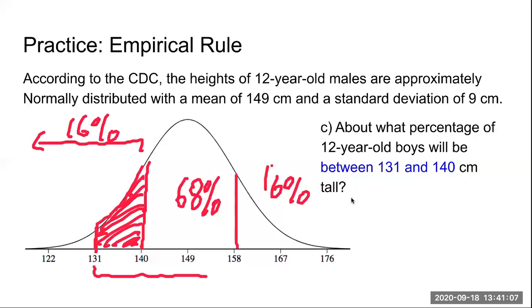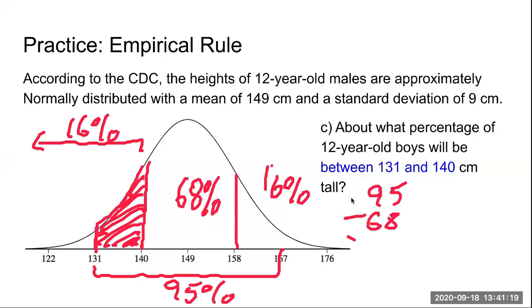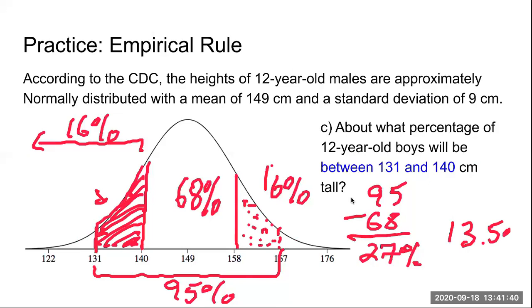That area is 2 standard deviations, which would be 95%. So maybe if we subtract 95 minus 68, that would be 27%. 27% would be basically everything in both of those, the one on the right and the one we're looking for on the left. But they are symmetric, they're equal areas. So if we divide that by 2, we would get 13.5%. There are other ways you could approach that, but as long as you get 13.5%, you get the idea.